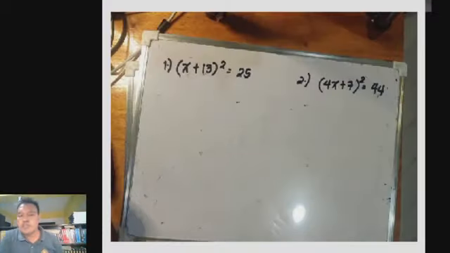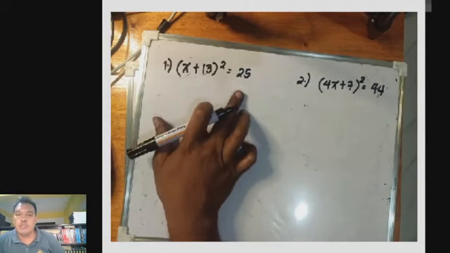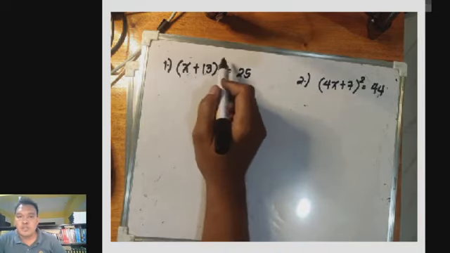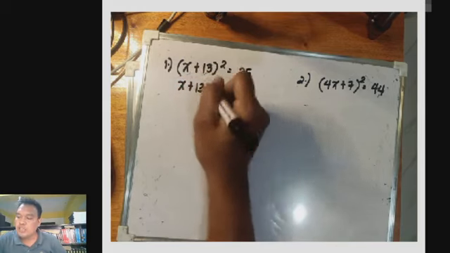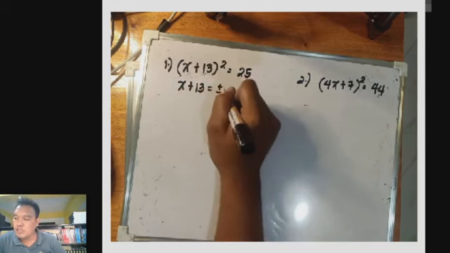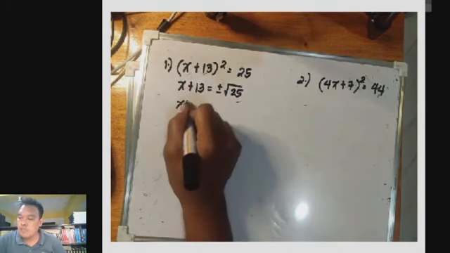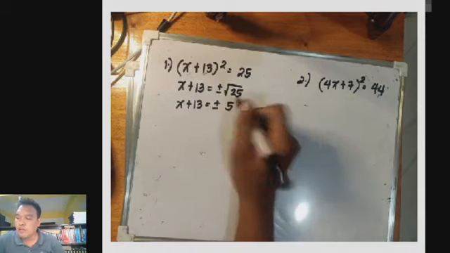We have this. Okay. (x + 13)^2 is equivalent to 25. So, first extract the exponent, move it to the other side. So what comes out is x + 13. When moved, it becomes plus or minus the square root of 25. Therefore, x + 13 is equivalent to plus or minus 5.